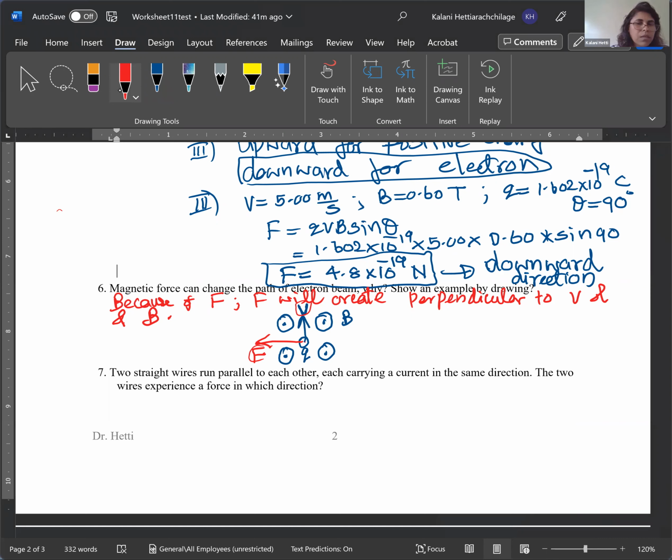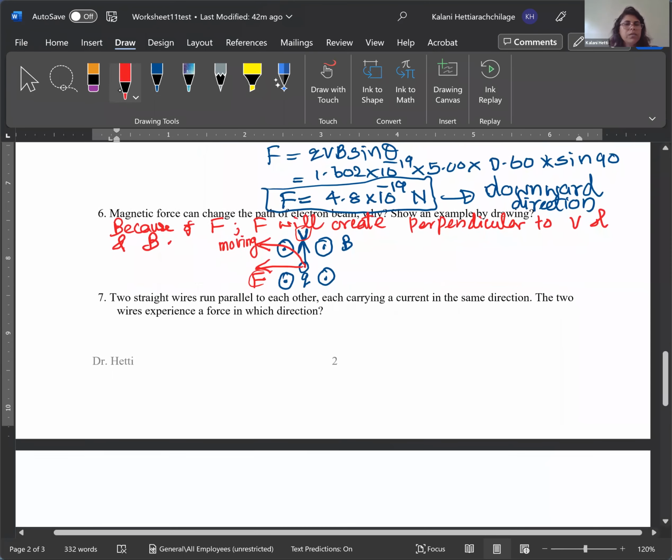Because of that, this electron will try to travel in this direction. This is the real direction of the electron after it enters the magnetic field. That's the example that you can do. You can draw any direction. You can show that the direction of the electron is bending because of the magnetic force.